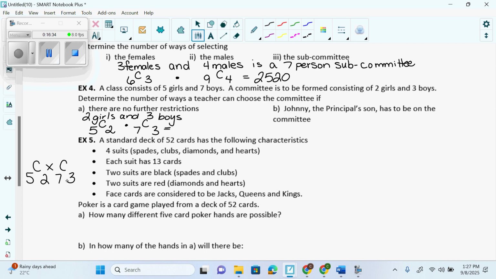What is the answer? 350. Okay. Now we have Johnny, the principal's son, who has to be on the committee. How do we guarantee getting Johnny? So you choose from Johnny. In order to get Johnny, we have to have Johnny. What else do we need? We need 2 girls and 3 boys. Johnny and what? 2 girls and 2 boys.